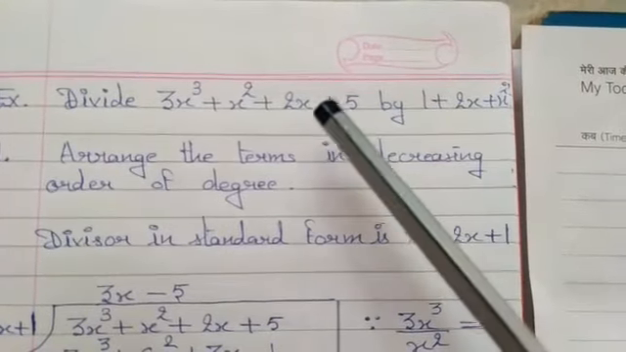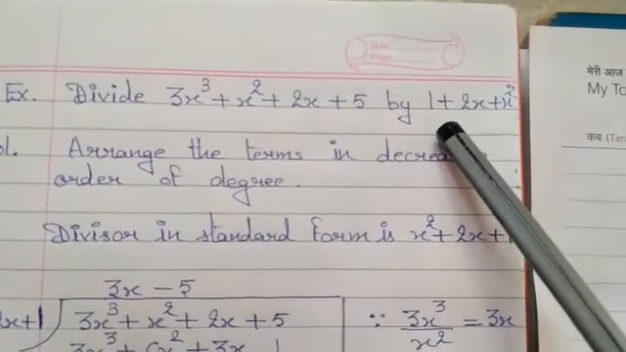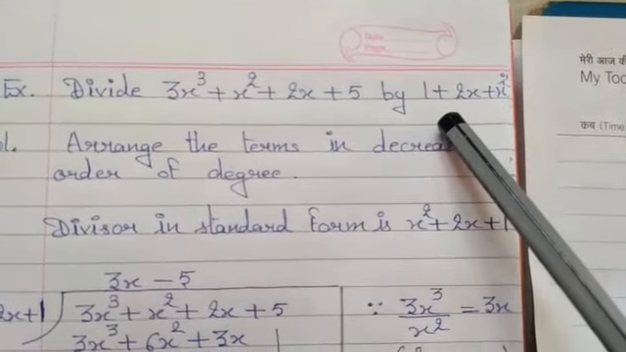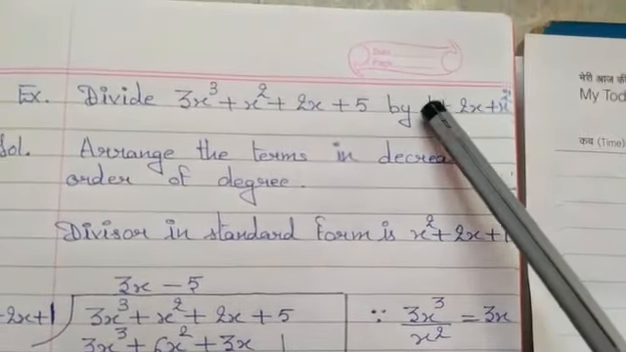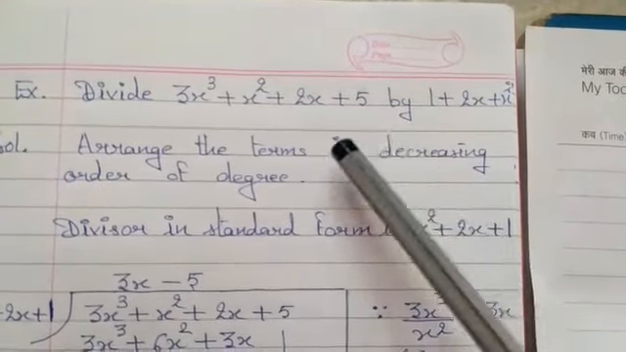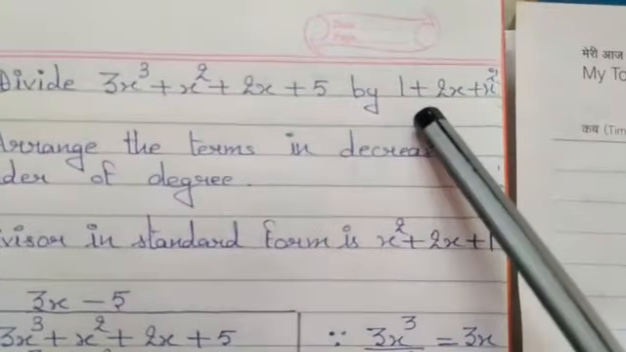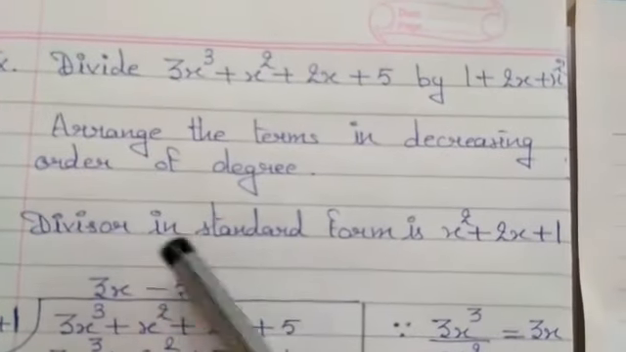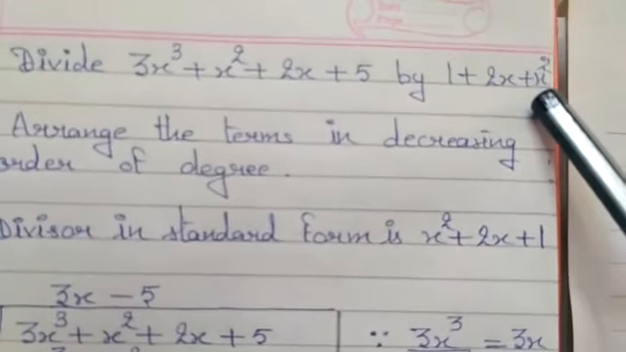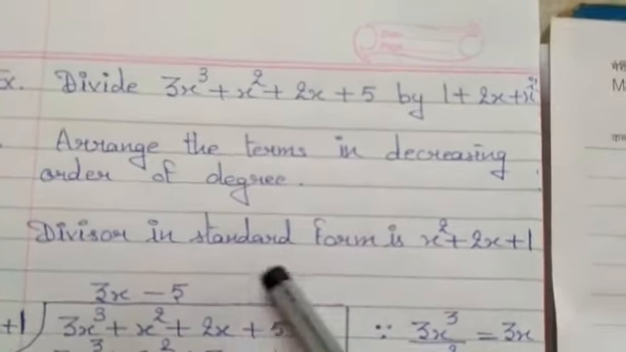Before starting division, first we have to see that all the terms of p(x) and g(x) should be in decreasing order of degree, meaning descending order of degree. So the highest power you have to keep in the first term. Our p(x) is already arranged, you can see here. So we have to arrange g(x). After arranging, this is also called standard form. So the divisor in standard form will become x² + 2x + 1. So we have arranged the divisor in standard form. Now we will start division.